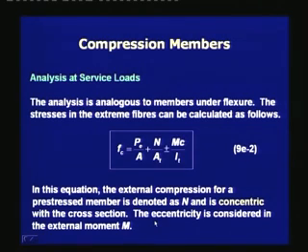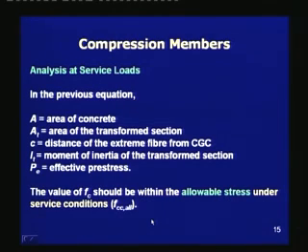In this equation, the external compression for a prestressed member is denoted as N and is concentric with the cross section. The eccentricity is considered in the external moment M. Also, A is the area of concrete, At is the area of the transformed section, c is the distance of the extreme fiber from the centroid of the section, which is CGC, It is the moment of inertia of the transformed section, Pe is the effective prestress. The value of Fc should be within the allowable stress under service conditions.